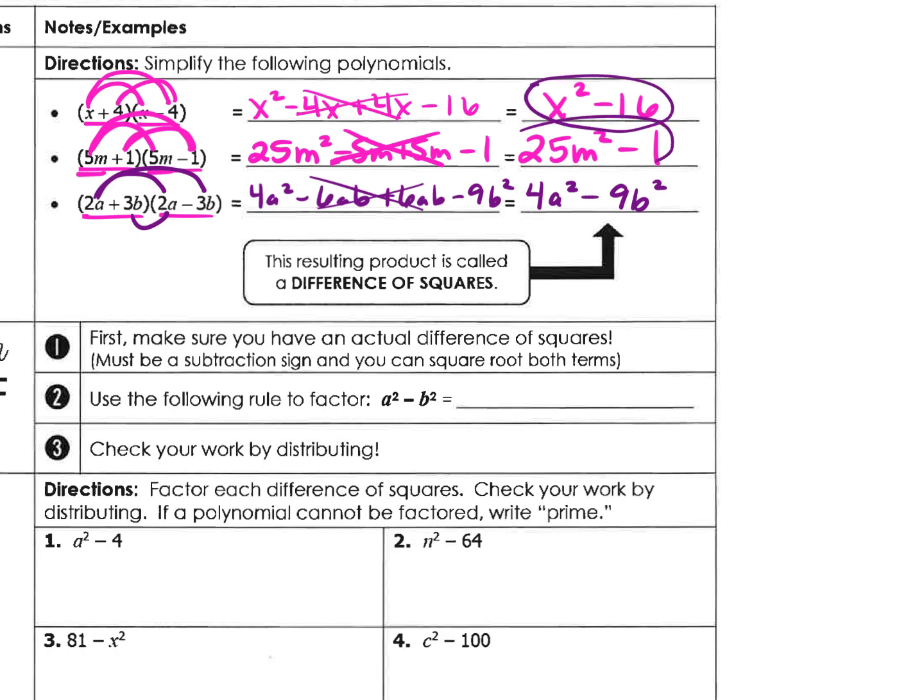This and this and this are all differences. When you talk differences in math, that's subtraction, okay? So it is a difference, and it's called a difference of squares because both parts that you end up with are perfect squares, because you're multiplying things by themselves, an x times an x, a 4 times a 4. So this is a perfect square and this is a perfect square. 25m squared is a perfect square, 1 is a perfect square, 4a squared is a perfect square, 9b squared is a perfect square. So these are called the difference of squares. It's subtraction with perfect squares, okay?